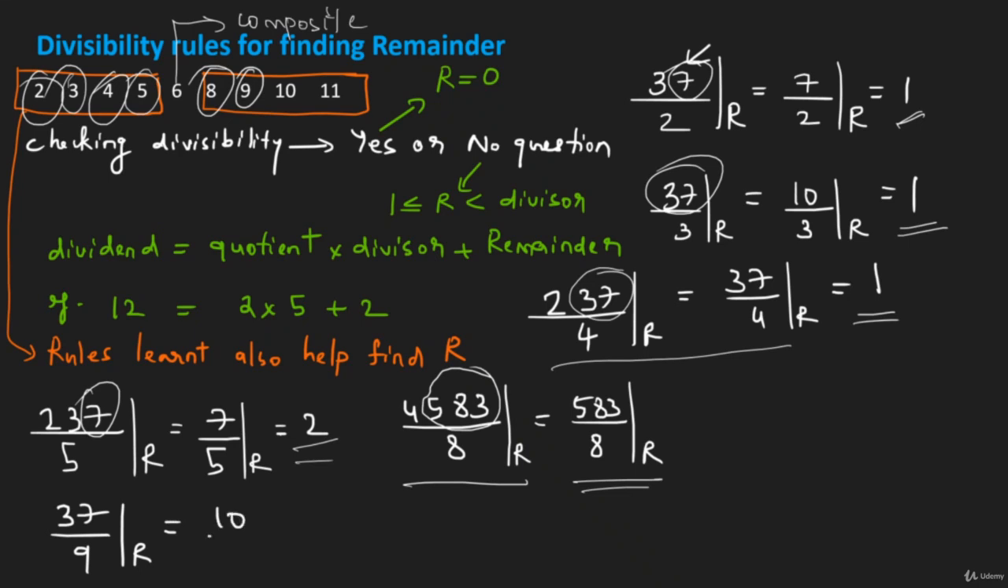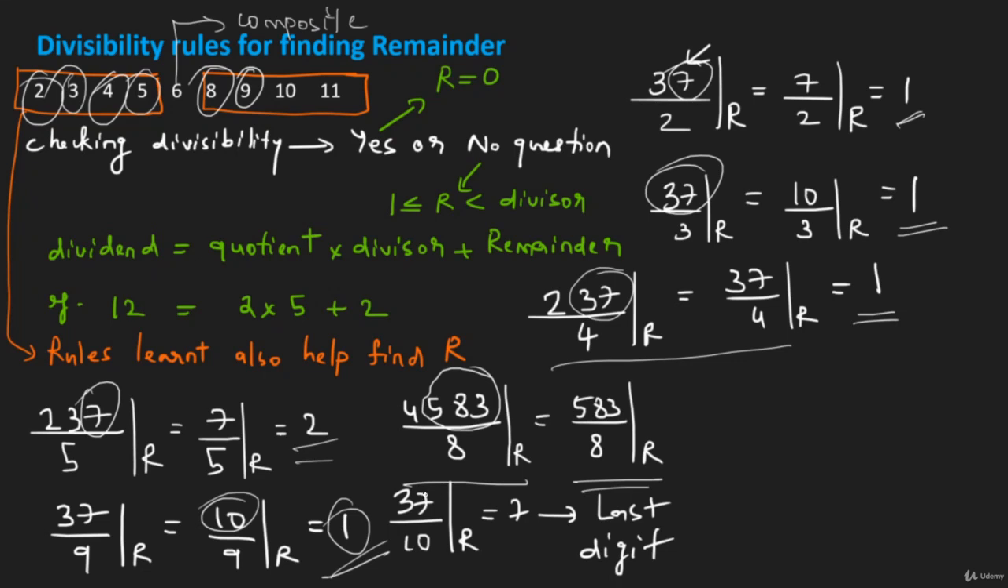Alright, now let's move on to 9. Say you want to do 37 by 9. For 9, the digit sum had to be divisible by 9. So the digit sum over here is 3 plus 7, that's 10. Again, you can take the digit sum of 10, that's 1 plus 0, that's 1. And that is your answer. So when you want to divide by 9, you just need to find the digit sum and your remainder is 1. Alright, so we have covered 9. Say you want to do 37 by 10. You just need to check the last digit. That's your answer. So 7 is the remainder in this case.